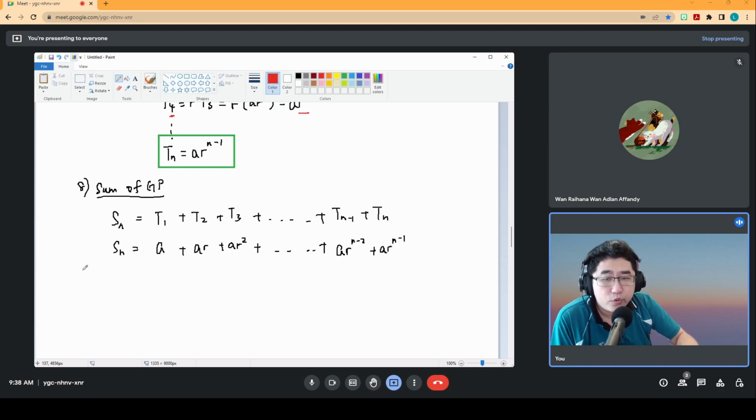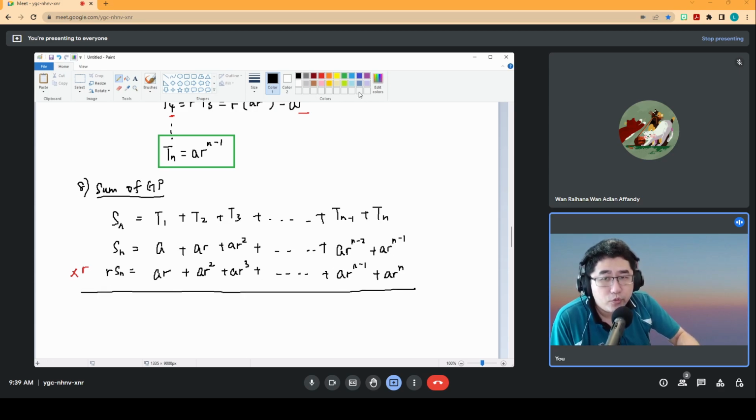Okay, this time we don't write it in reverse order, but I will multiply everything by R. So when I multiply everything by R, I have R Sn. This becomes AR, this becomes AR squared, this becomes AR cubed, all the way to AR^(n-1) and AR^n. What I'm going to do next is, this is my first line, this is my second line. I'm going to take the first line minus the second line.